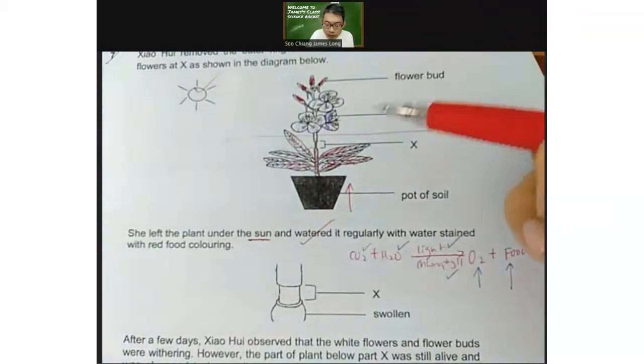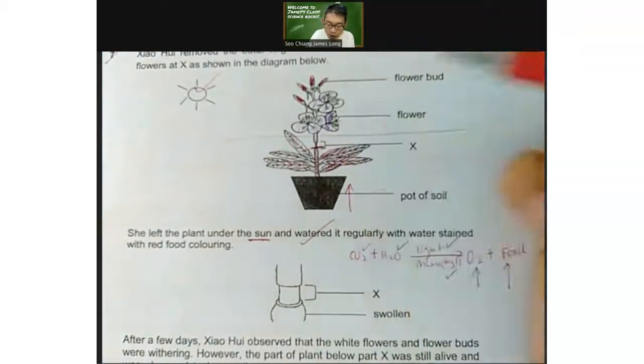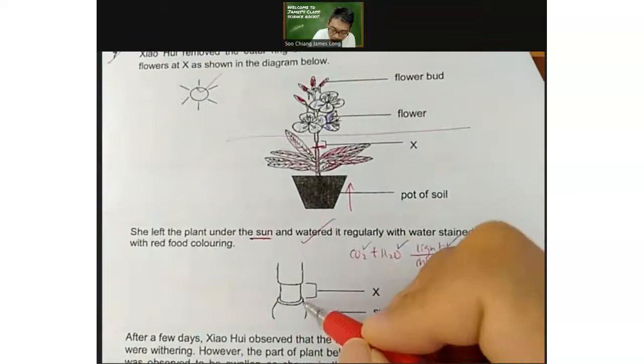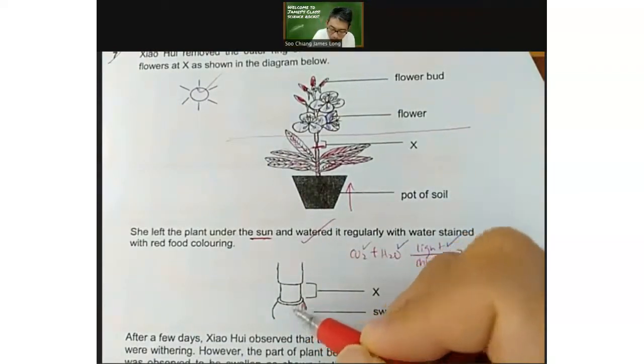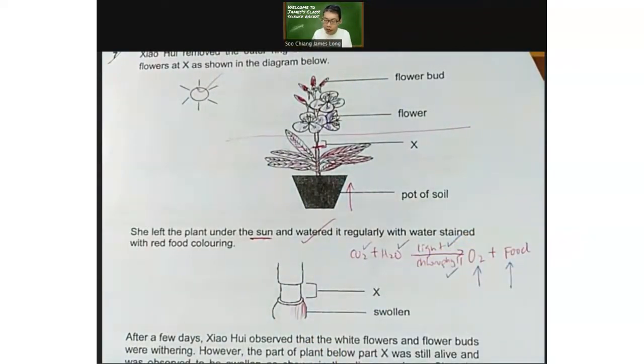But does it go past X? Okay, I would say it does not, because I see the clue here, it gets swollen here. May or may not, let's see. Let's try to recall the diagram.